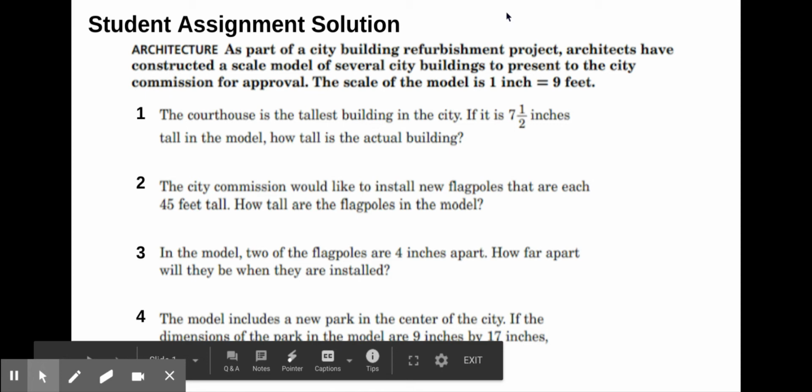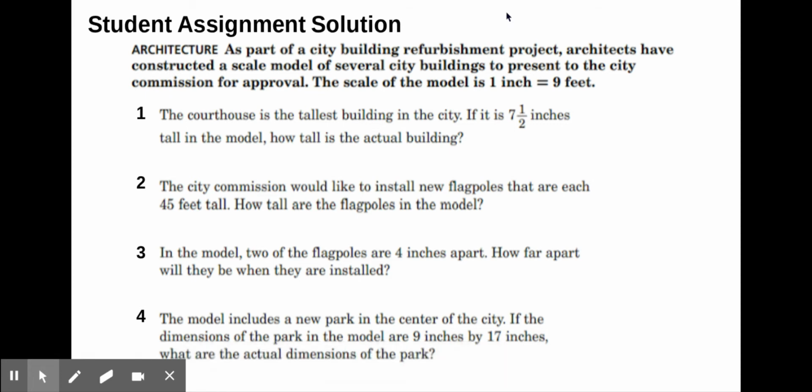Okay, for the following problems here, here's the solutions here. Okay, as part of a city building refurbishment project, architects have constructed a scale model of several city buildings to present to the city commission for approval. The scale of the model is 1 inch equals 9 feet. Okay, so everything is based on that initial scale, 1 inch equals 9 feet.